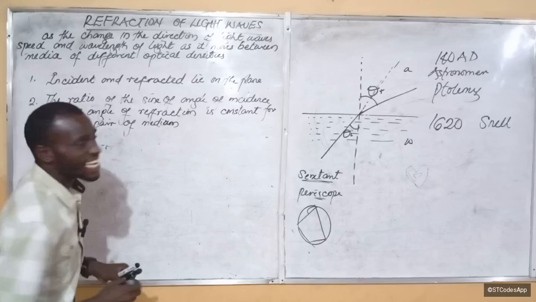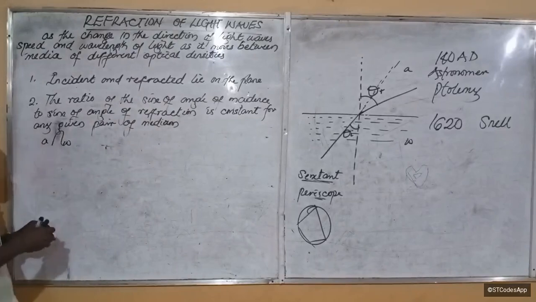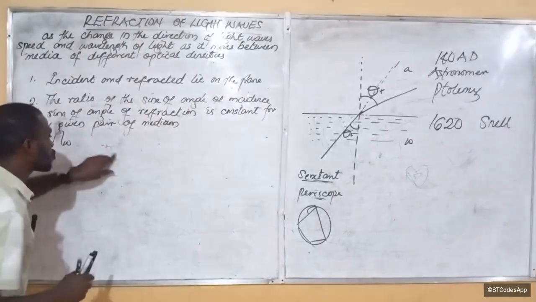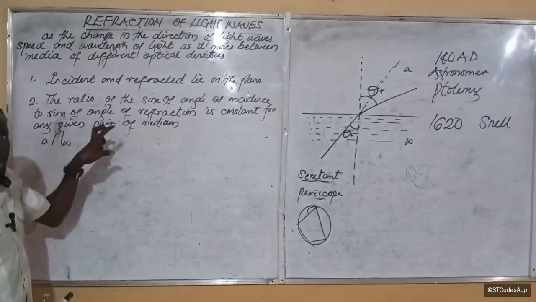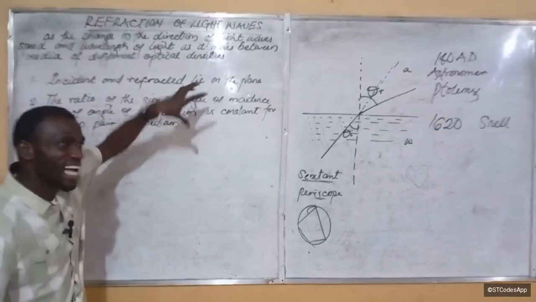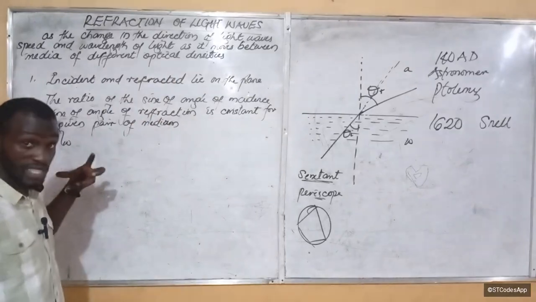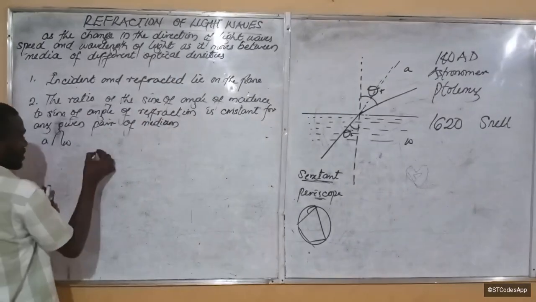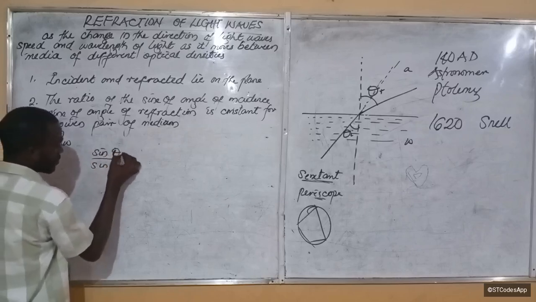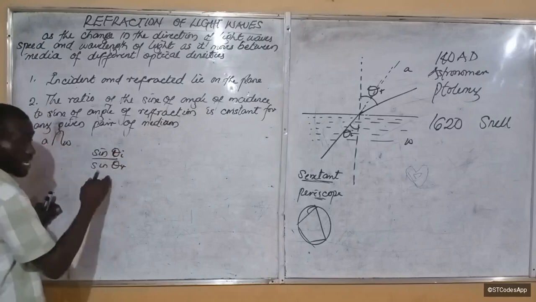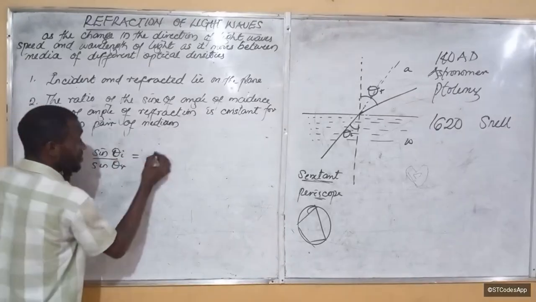So what that means is this: if I am comparing air to water, then for every given pair I have, the sine of the angle of incidence to the sine of the angle of refraction for that same pair will always be a constant ratio. For example, if I compare sine of theta I to sine of theta R for air to water at a particular angle, and it gave me 1/2.